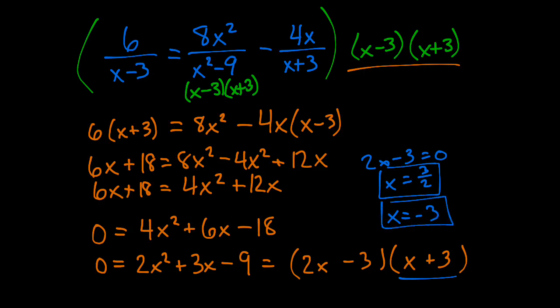Check and see if either of those give us a problem. It looks like x plus 3 does. Or sorry, x equals a negative 3. If we plug in a negative 3, we're going to have 2 spots where we would be dividing by 0. So that means x equals negative 3 is an extraneous solution. So all we have is x equals that 3 over 2.